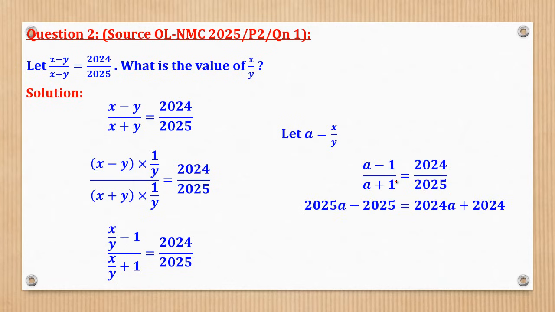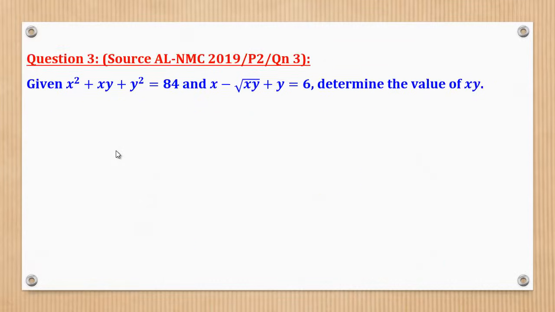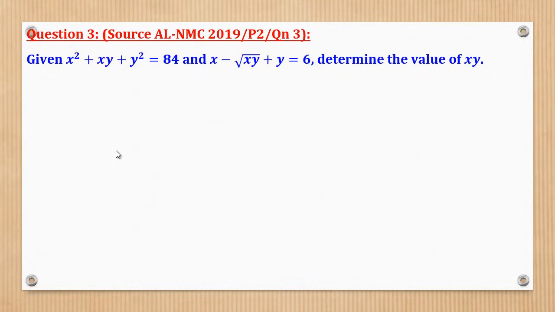Cross multiply, you come up with that. And when I collect like terms, bring this one this side, you come up with 1a. Bring this one this side, you come up with 4049. Therefore, the value of x over y will be equal to 4049. And basically, that's what they wanted in that question. And now we shall go to question 3.